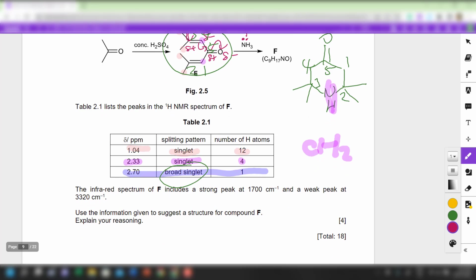Of course, we just focus on the 1H NMR, and it's true that in most cases focusing on 1H NMR can give us the answer, but we need to verify it by looking at the IR data. The IR data tells us that there's a strong peak at 1700, so the C double bond O stretch is still present, so the ketone group remains, and a weak peak at 3320, which means we are looking at an NH stretch due to a secondary amine.